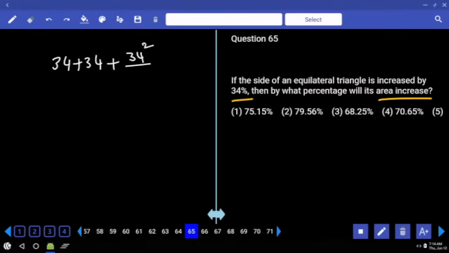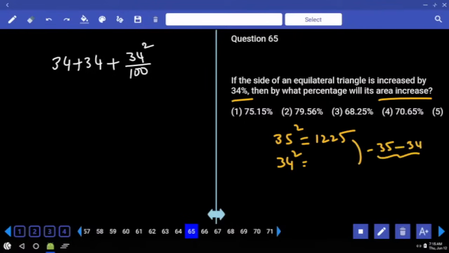34 square by 100. We need to identify 34 square. Do we know 35 square? 12, 25. To get 34 square, you have to subtract 35 and 34 from this number. Total you have to subtract 69. Subtract 100, add 31 later. 1156. Divided by 100, 11.56. 68 plus 11.56, 79.56.